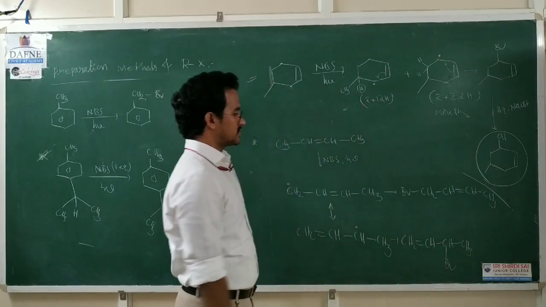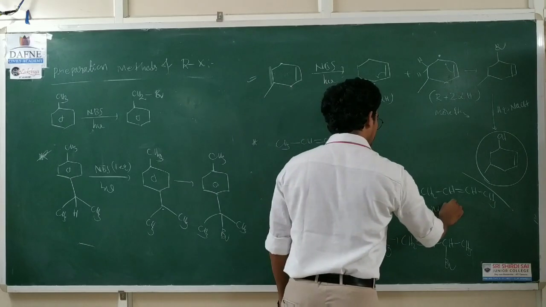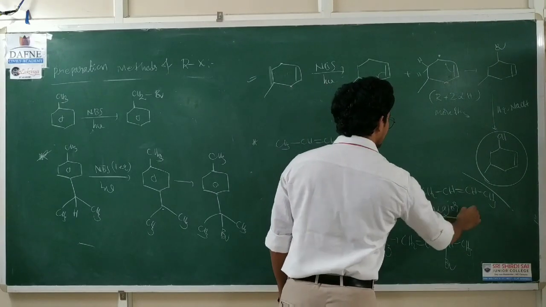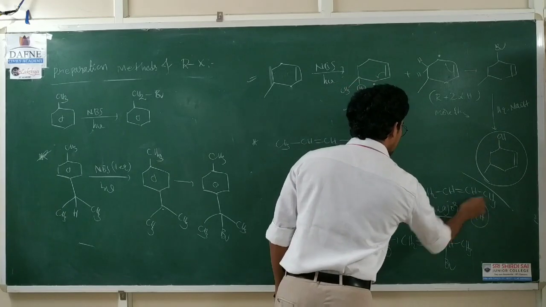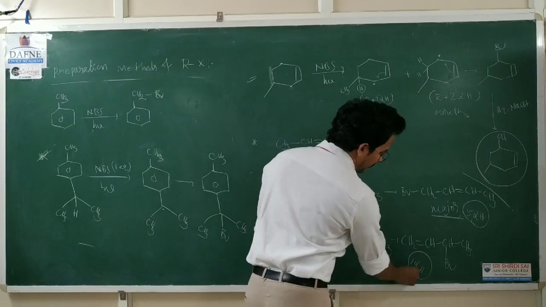So these are the two possible products. Now here, this is the major product. Why is it the major product? This alkene has 5 alpha hydrogens, so it is a stable one. Now this alkene has 1 alpha hydrogen.